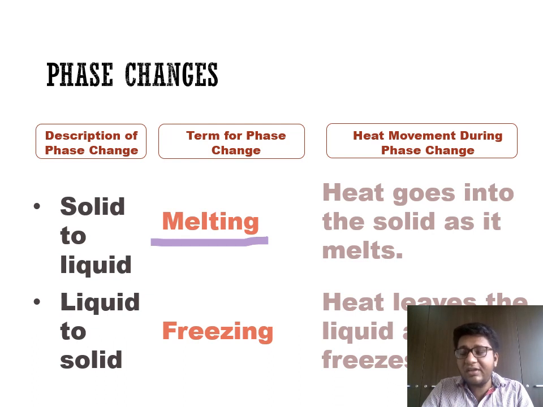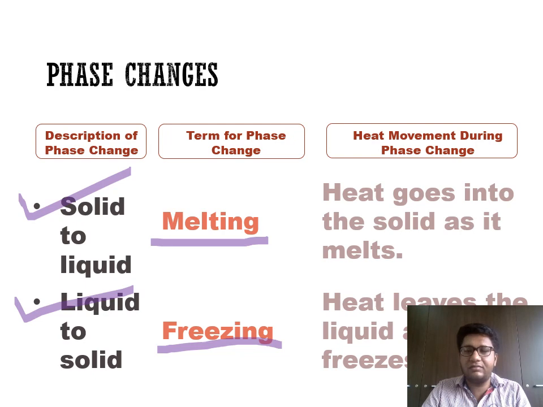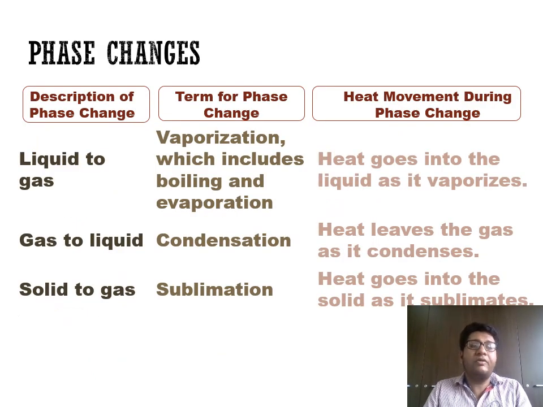goes into the solid, so it melts. When the change is from liquid to solid, the reverse way around, it is called freezing. So heat leaves the liquid as it freezes and condenses, and it turns into a solid. So here we have seen solid to liquid, that is melting, and liquid to solid, that is freezing. Moving forward, phase change between liquid and gas.